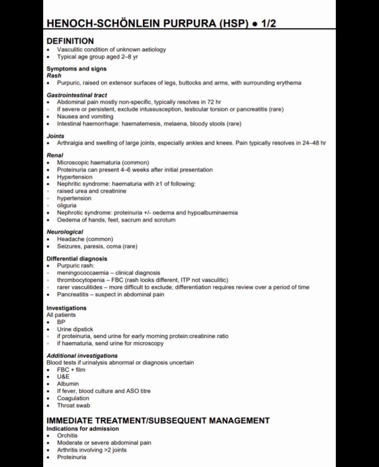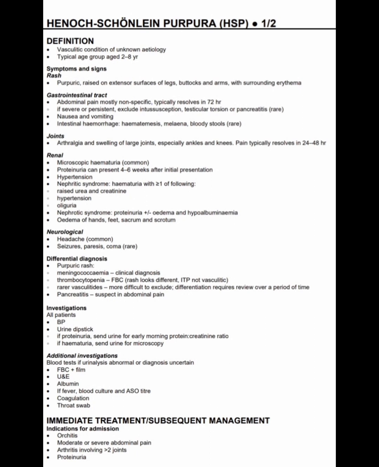Now, what are the investigations we do in Henoch Schonlein purpura? In all patients we do blood pressure and urine dipstick. If proteinuria, send urine for early morning protein creatinine ratio. If hematuria, send urine for microscopy. As additional investigations, we do blood tests if urinalysis is abnormal or the diagnosis is uncertain. These are full blood count plus film, urea and electrolytes, albumin, and if fever, blood culture and ASO titer, coagulation, throat swab.